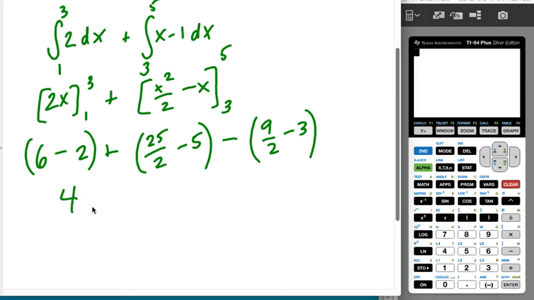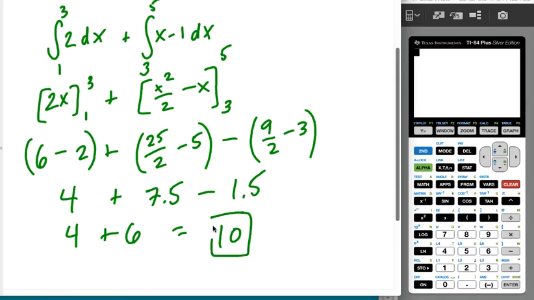If you wanted, this is a 4, right? This is 12.5 minus 5, right? So it's 7.5, right? And then this is 4.5 minus 3, so that's 1.5, right? So you're going to get 4 plus 6, right, which is definitely 10. That's one way to do it.